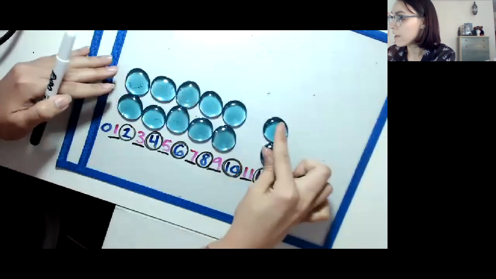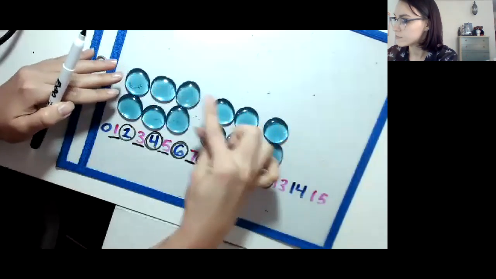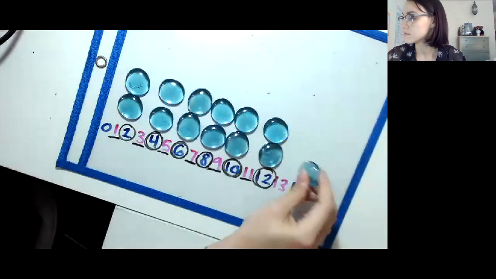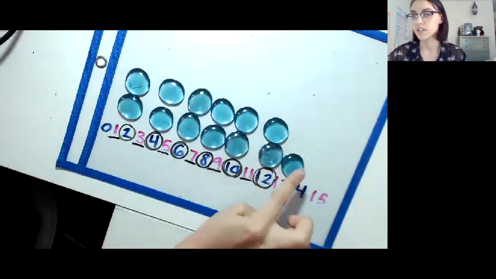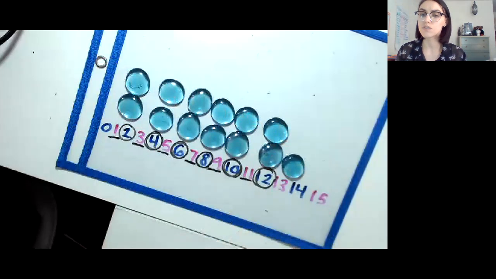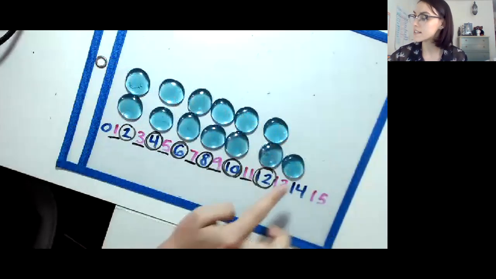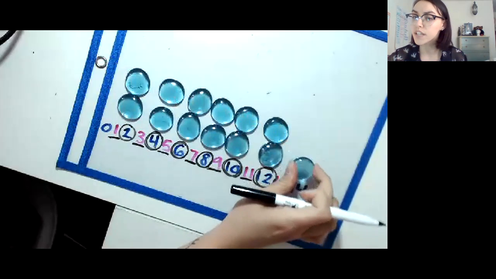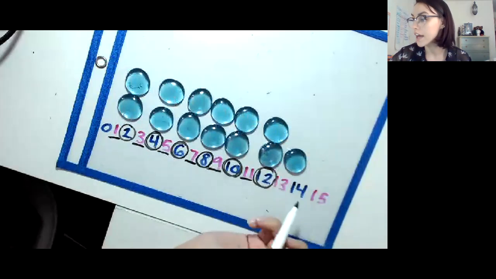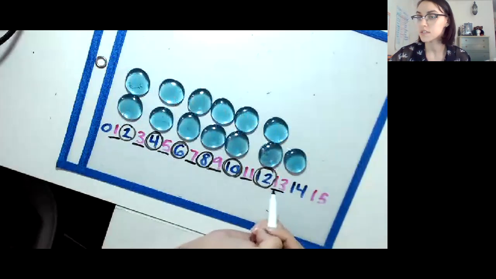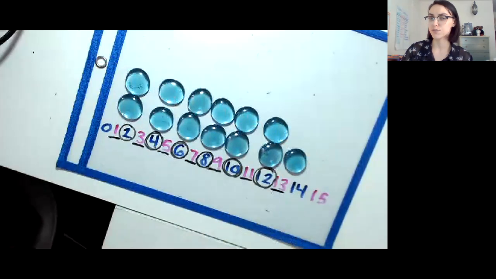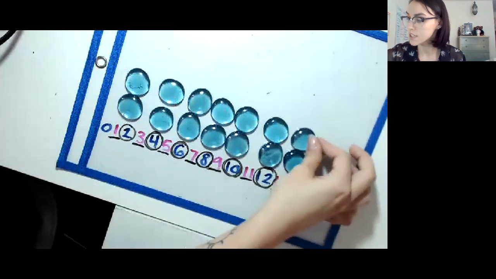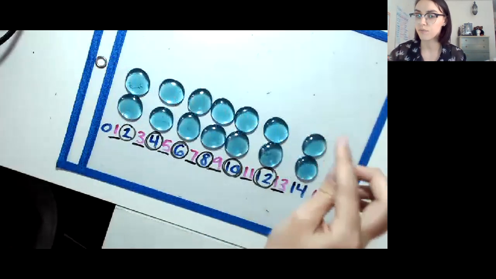Let's try 13. We had 12, now we have 13. Oh, 13 is left out all by itself. So again, when we have an odd one left out, it's an odd number. We have 13 counters right now. Let's add one more to get 14.